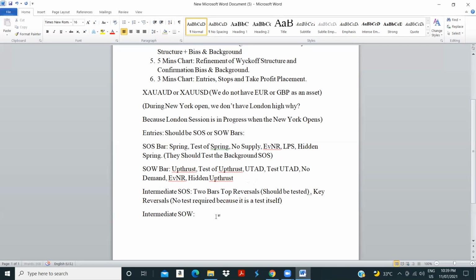Now, how about intermediate? The idea is that we have to enter on the test itself, not on some intermediate sign of strength, right? If you have an intermediate sign of strength, like a 2-bar reversal, for example, you have background strength, for example, a buying climax. After the buying climax, you see a 2-bar top reversal. So the 2-bar top reversal should be tested.